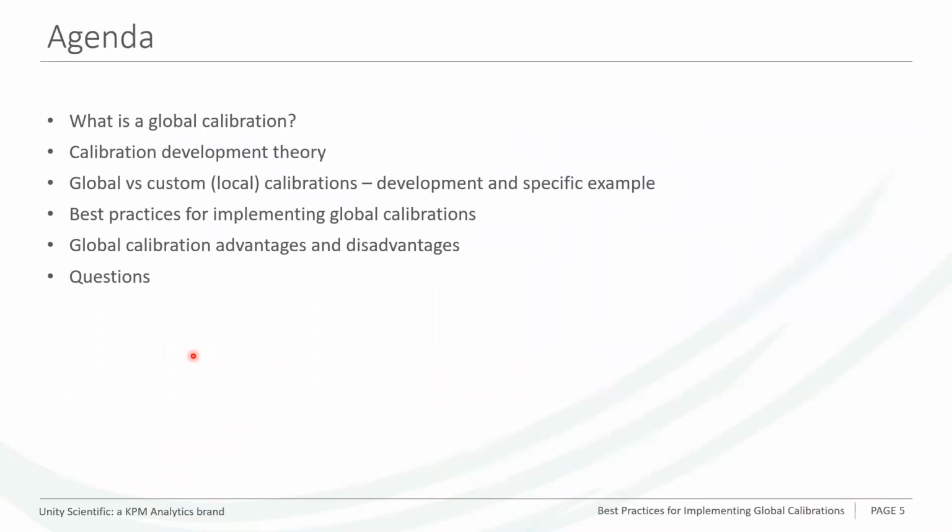So for today's agenda, we'll go into a quick definition of global calibrations, talk a little bit about calibration development, just to give a background. And then I want to talk a little bit about global versus a customer or local calibration. So I will go through a development and then a specific example of this. Talk a little bit about best practices and how to use global calibrations to optimize your analytical situation. And summarize some advantages and disadvantages of global calibrations, and I'll finish up with questions.